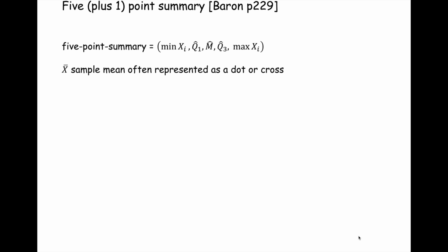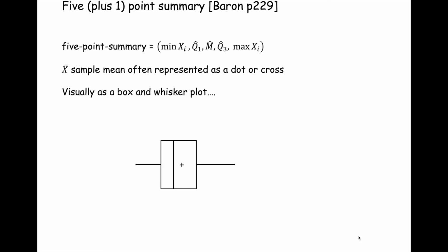And so this 5-point summary: the minimum measurement, the min Xi, the maximum, you have the first quartile, Q1 hat, and this is the sample quartile from the data. You have the third quartile, Q3 hat, and then you have the sample median, right, which is the middle order statistic, as it's sometimes called. The sample mean in this 5-point summary, the box plot, is often represented as a dot or a cross. And so putting all this together in the following visualization is a very compact way of representing a lot of pieces of information about your data.